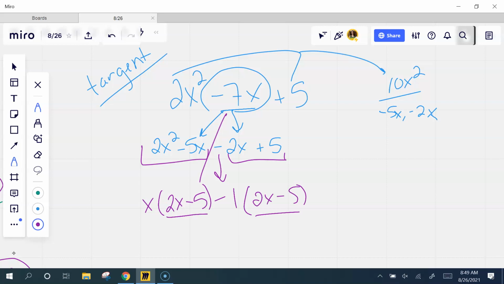And now this is your GCF: x minus 1 and 2x minus 5. Little Algebra 2 refresher there.